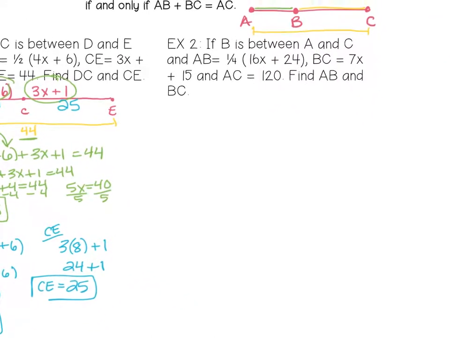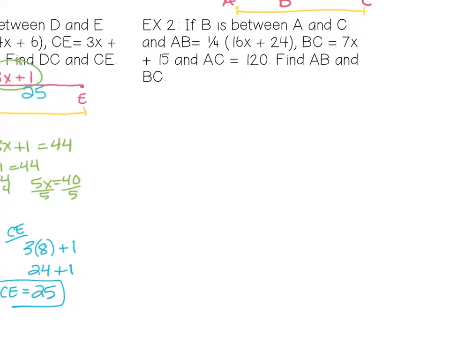Now I want you to try example 2 on your own. So if B is between A and C, and AB equals 1/4 times 6x plus 24, and BC equals 7x plus 15, and AC equals 120, find AB and BC.